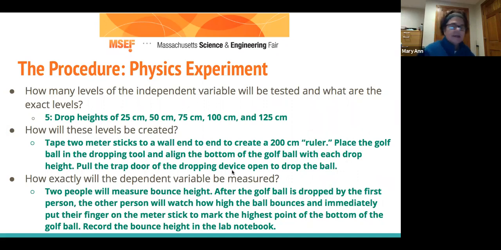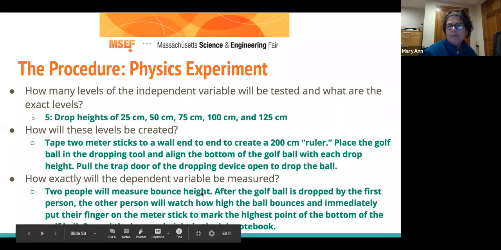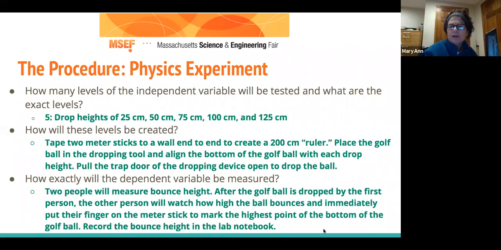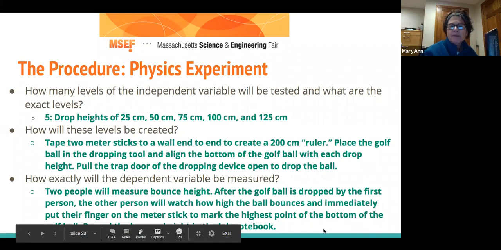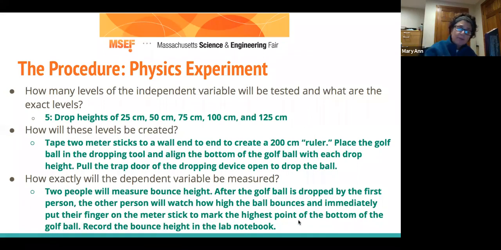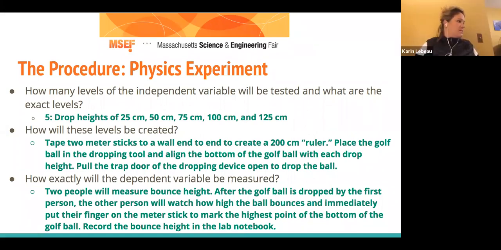Now I had to show you this because my kids and I, a couple of years ago, there's so many versions of this. Kids need to think you're going to need 2 people for this experiment if you don't want to videotape. And the first person has to drop the ball and the second person has to mark. And are you going to mark it where the bottom of the ball goes to or where the top of the ball goes to, on the meter sticks? So I don't know. Can you guys see this?